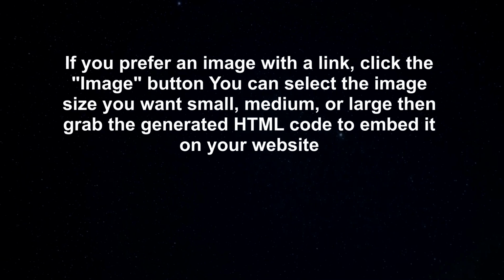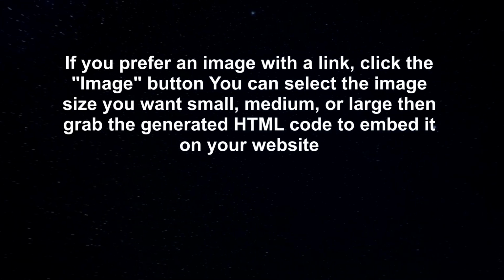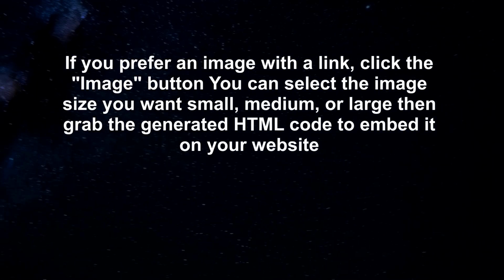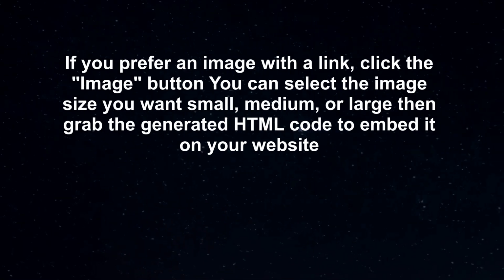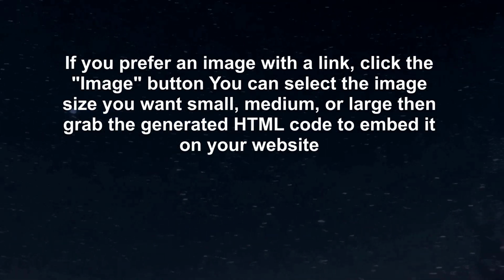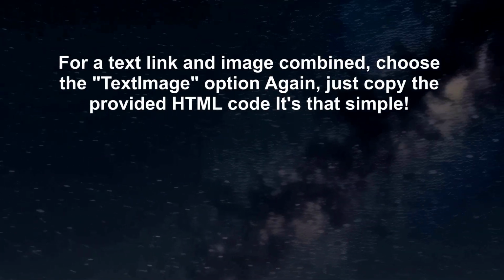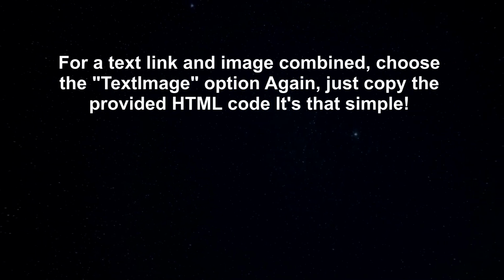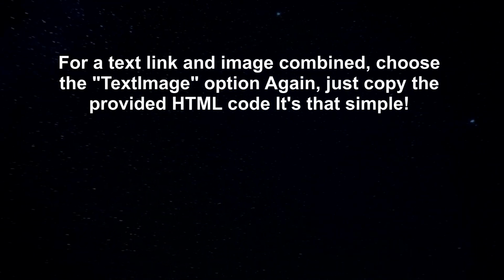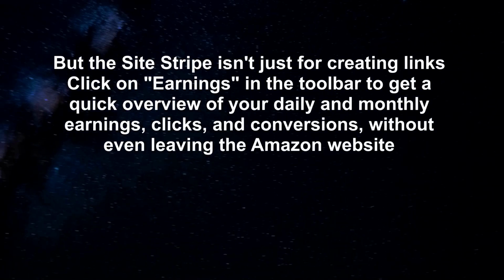If you prefer an image with a link, click the image button. You can select the image size you want, small, medium, or large, then grab the generated HTML code to embed it on your website. For a text link and image combined, choose the text and image option. Just copy the provided HTML code. It's that simple.